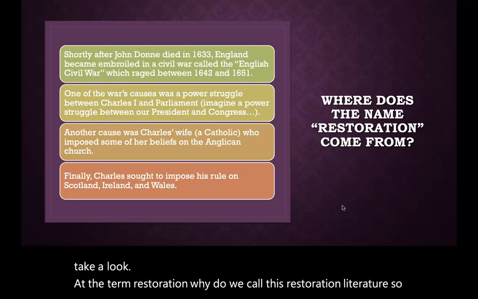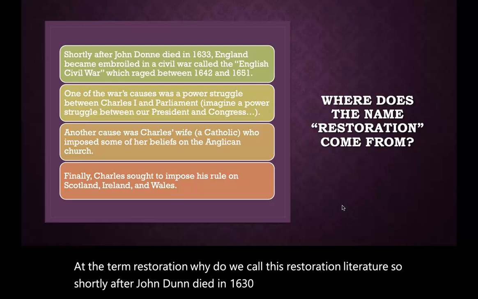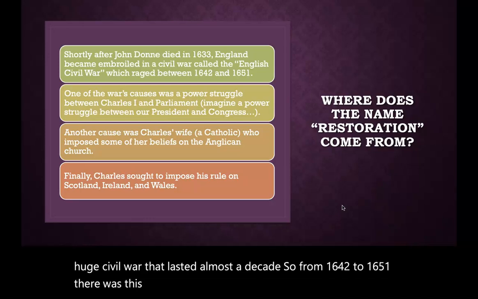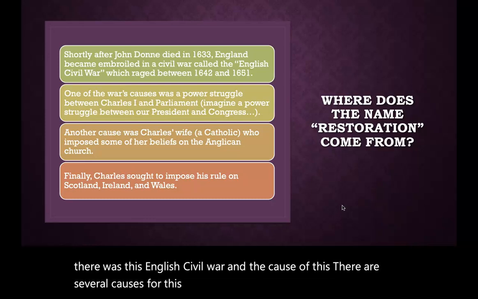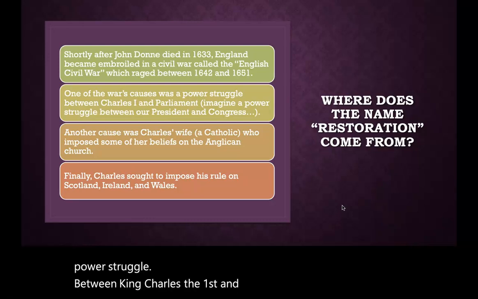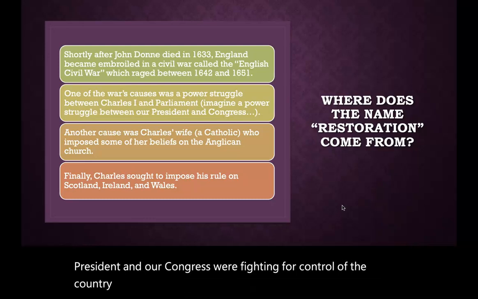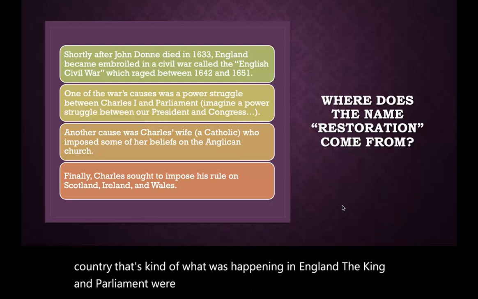Shortly after John Donne died in 1633, England was involved in a huge civil war. It lasted almost a decade, from 1642 to 1651, the English Civil War. There were several causes for this war. One of the causes was a power struggle between King Charles I and the Parliament. Think if our president and our Congress were fighting for control of the country. That's kind of what was happening in England. The king and Parliament were having a power struggle.